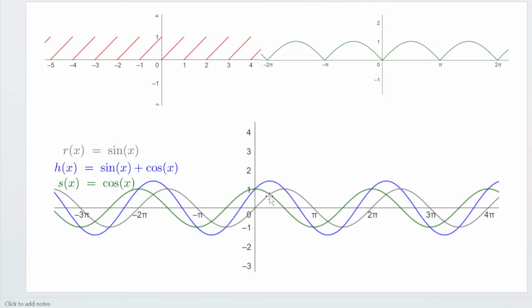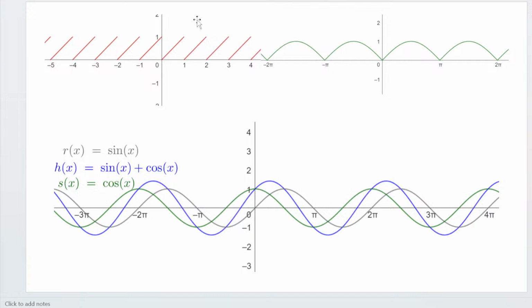When you reach pi by 4, it is 1 by root 2 plus 1 by root 2, which is 2 by root 2. Here also, at 2 pi plus pi by 4, it is again 1 by root 2 plus 1 by root 2, which is root 2, around 1.4. This point is around 1.4, right? Because both are repeating, obviously the sum also will repeat itself after every 2 pi units. It's a very basic one.